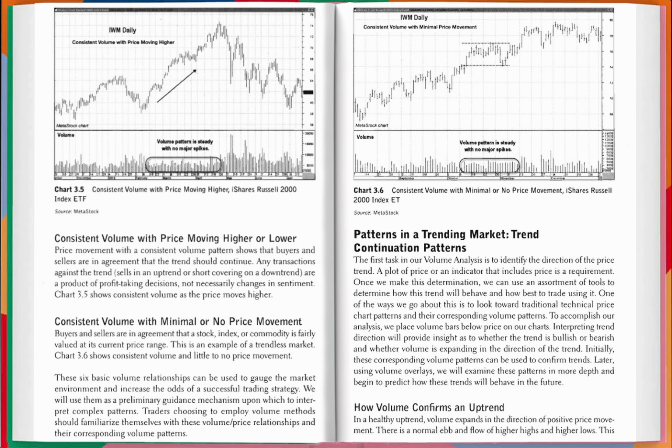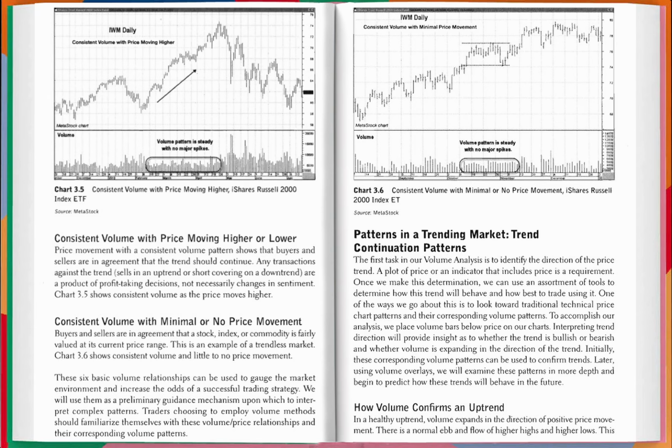One of the ways we go about this is to look toward traditional technical price chart patterns and their corresponding volume patterns. To accomplish our analysis, we place volume bars below price on our charts. Interpreting trend direction will provide insight as to whether the trend is bullish or bearish, and whether volume is expanding in the direction of the trend. Initially, these corresponding volume patterns can be used to confirm trends. Later, using volume overlays, we will examine these patterns in more depth and begin to predict how these trends will behave in the future.